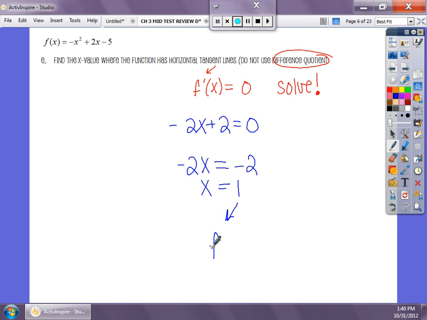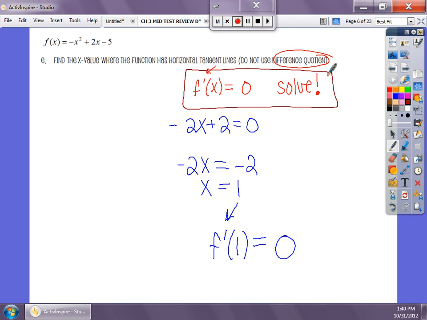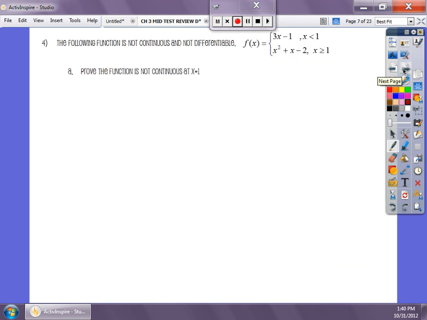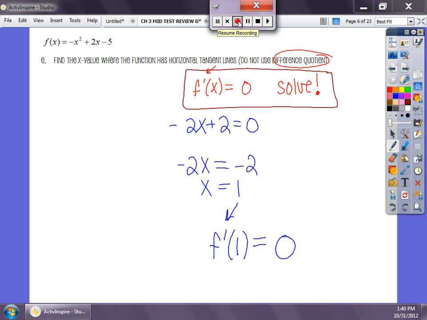So what did we just find? That f prime of 1 will give us a horizontal tangent, which means the slope is 0. We actually knew that already because we did that in parts A and B. So remember that for a horizontal tangent, this is the work that you're doing. So that's the end of page 1.